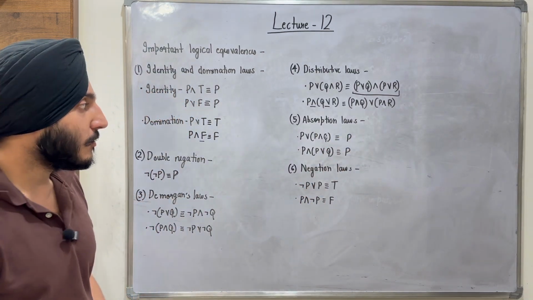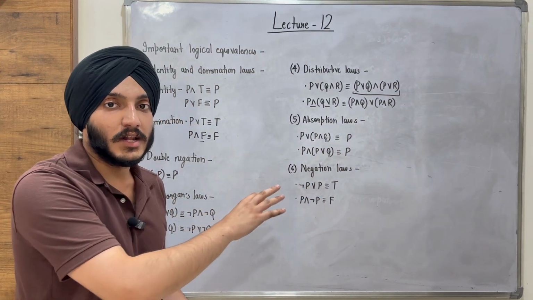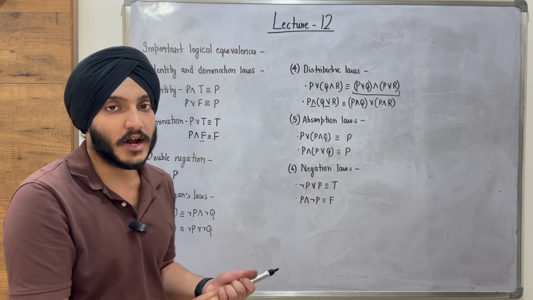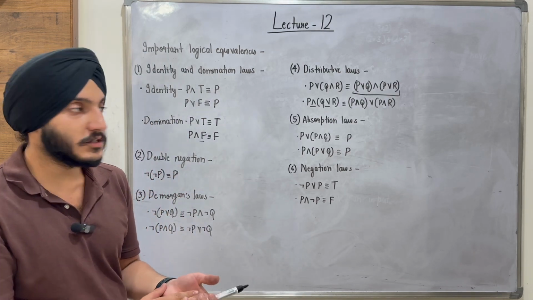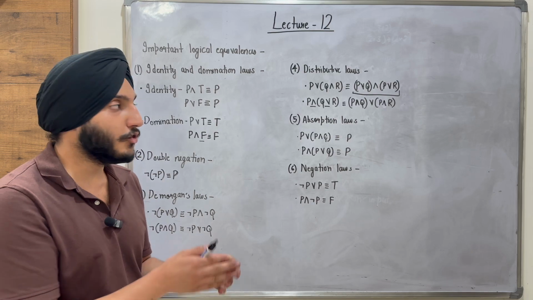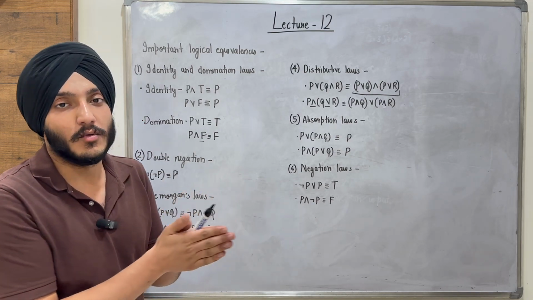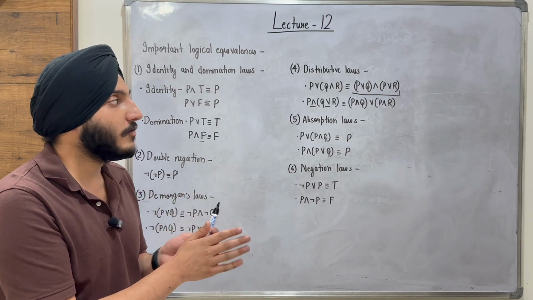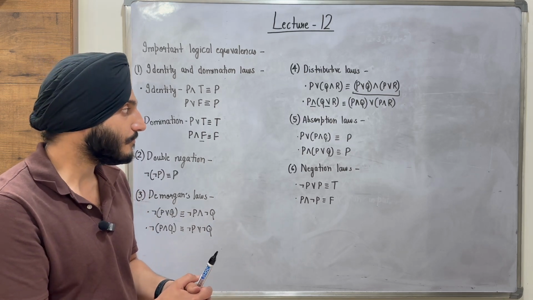We also have two more laws that I haven't written down over here, but they are very easy to understand. One is the commutative laws, and one is the associative laws, right? Both of which I think are very easy to understand and shouldn't be a problem if you understand them.